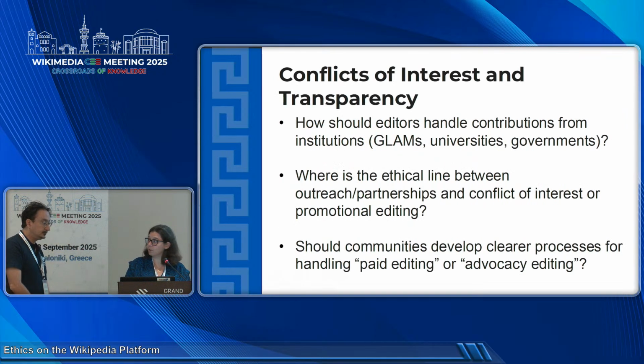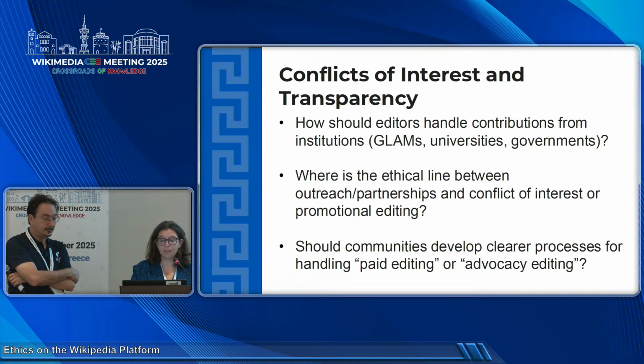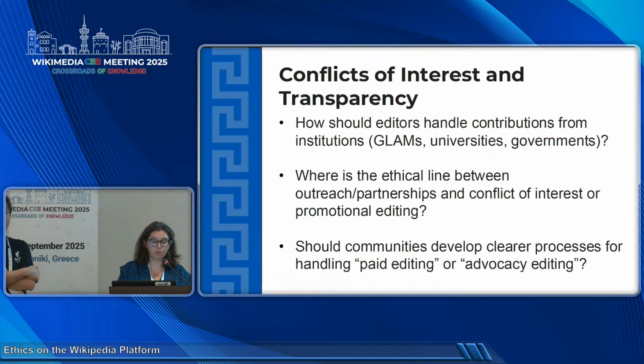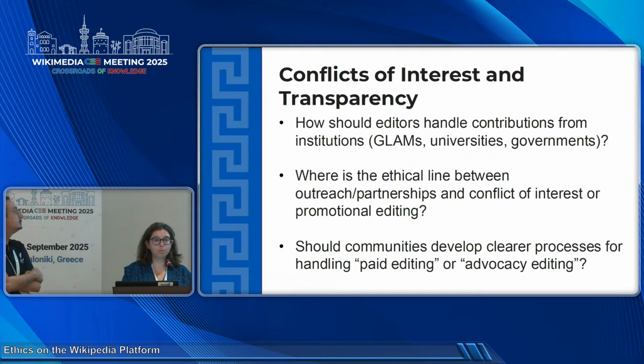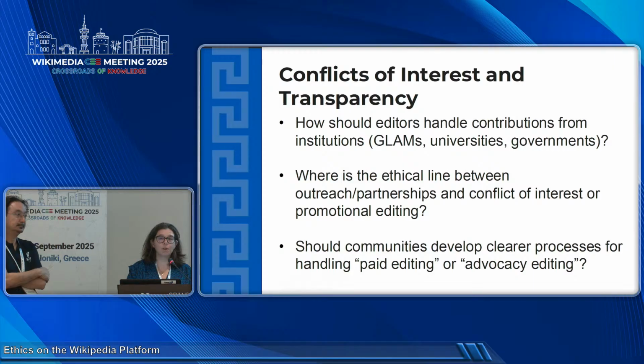So, let's move on to the next aspect, conflicts of interest and transparency. We can discuss how editors should handle contributions from institutions, GLAMs, universities, governments, and where the ethical line is between outreach partnerships and conflict of interest or promotional editing. For example, I will tell you my experience from our first Ionian Wikithon event that we did at our university. When I asked them to think of some edits they could make about Corfu and so on, they said, okay, we will make some edits for the university and for our professors. Was that ethical? We were not actually there just to promote our university.